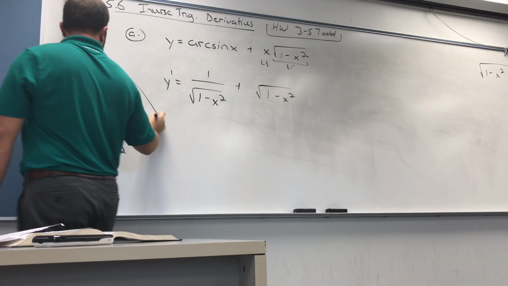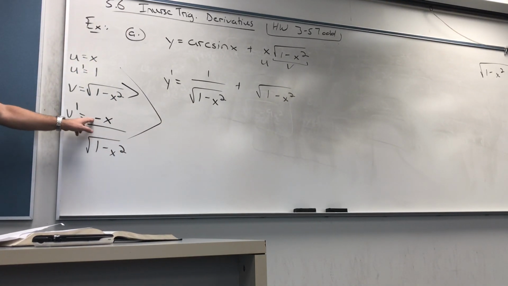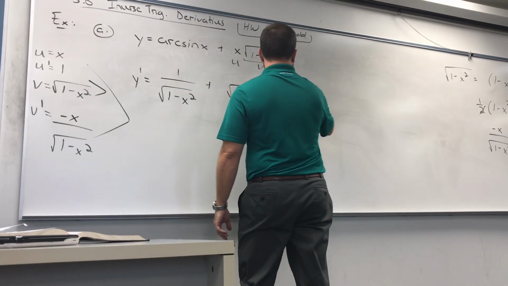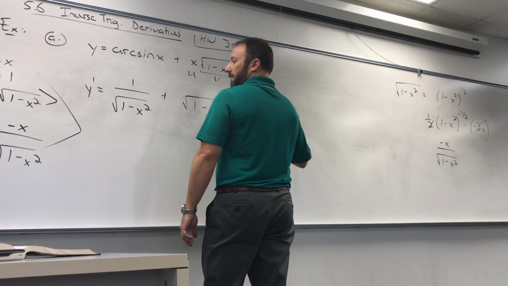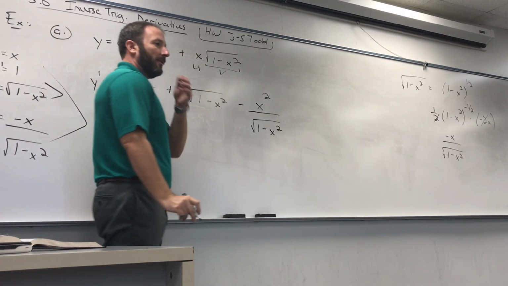And then plus v prime u. So plus and negative is going to be minus. So we're going to have a minus x squared over square root of 1 minus x squared.